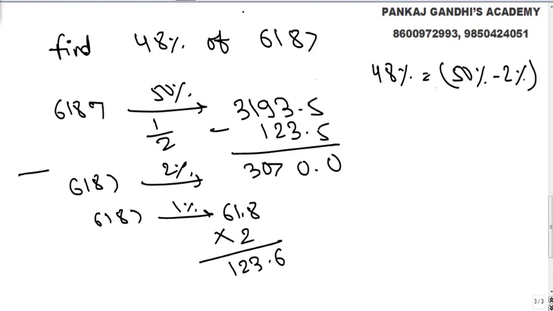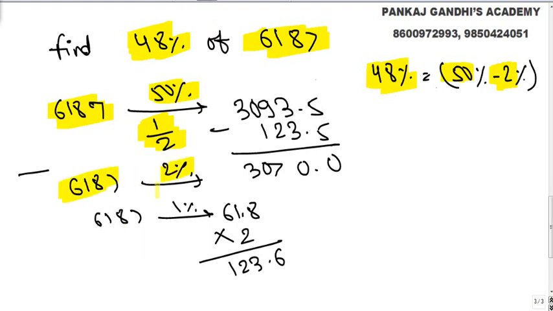I quickly repeat, we were supposed to calculate 48% of this. What we did, 48 is 50 minus 2. 50% of anything is half of that thing. I'm so sorry. What we need is 3093. That is the 50% of this, half of the number, minus 2% of that number. We need 2%. So 6187's 1% is 61.8, 2% into 2. Approximately this minus this. So what we get here is 2976.